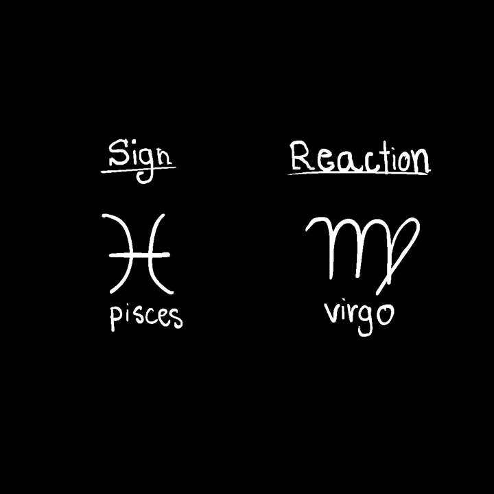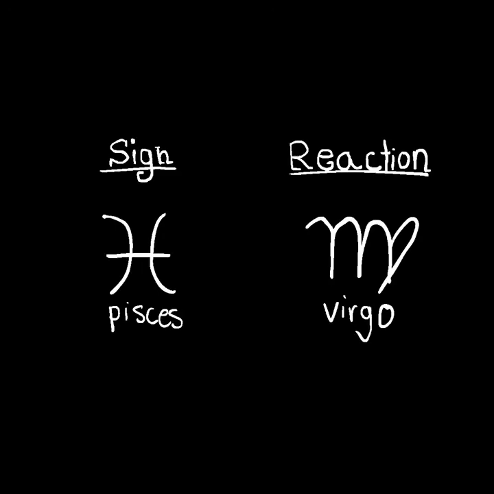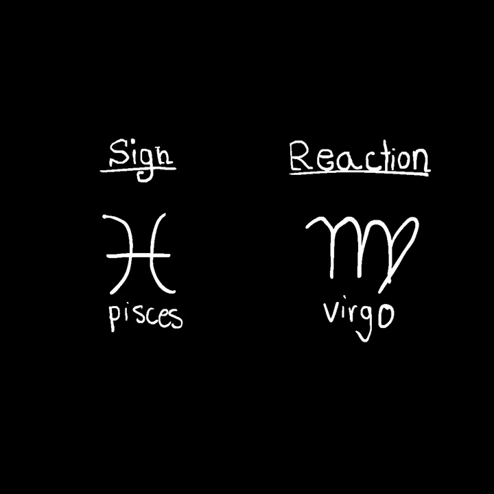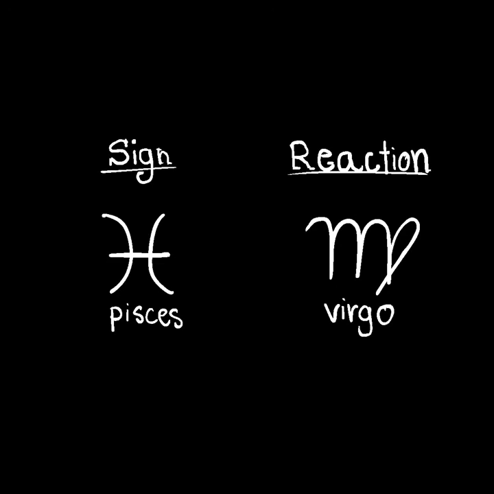So it has to do with assumptions. And the reaction that you get is the sign of Virgo. That's in the descendant. That's your 7th house. So a lot of times people are very critical of you and different parts of yourself that you don't see, or that weren't apparent to you until they made it apparent.